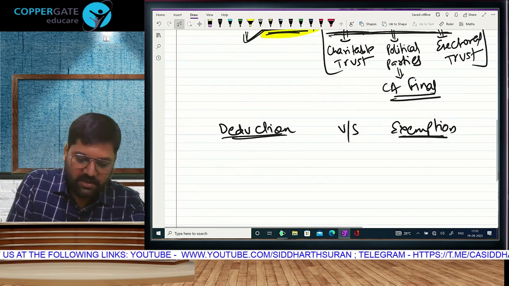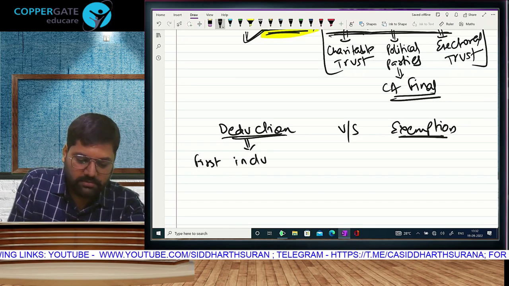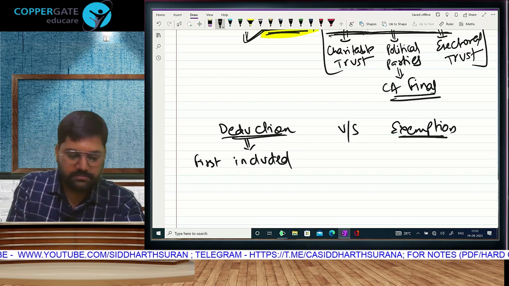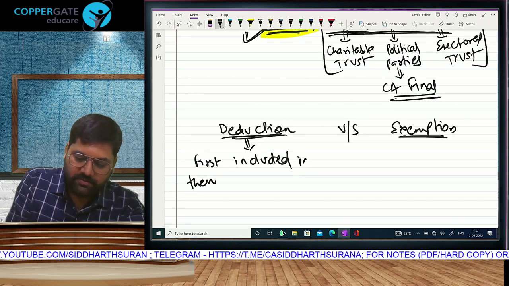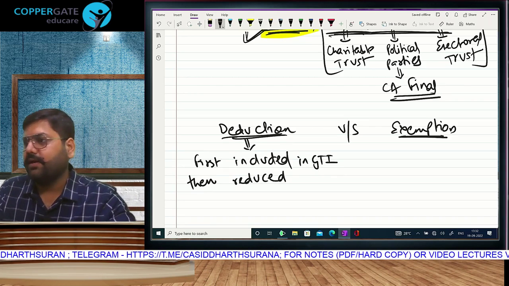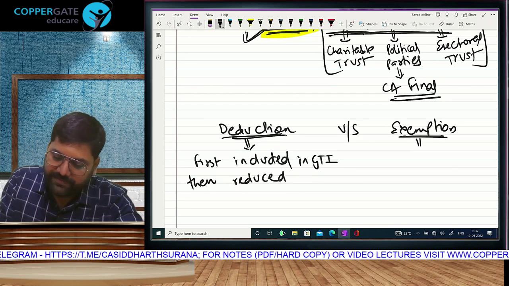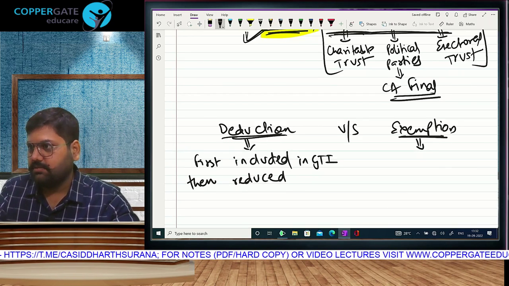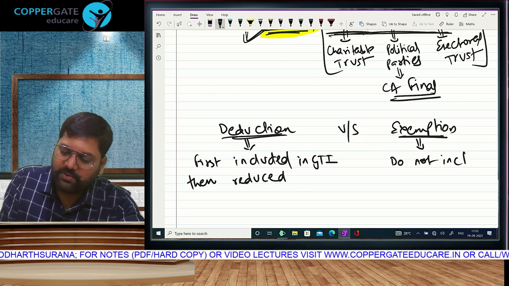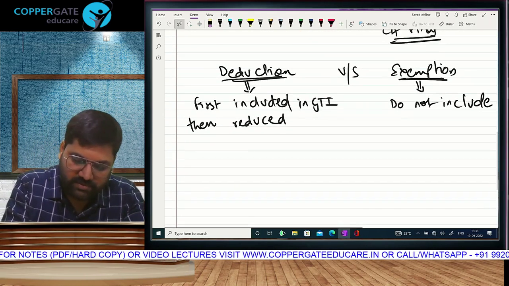And the difference is, when we take a deduction, it will be first included in my income, in my gross total income. And then from the GTI, first included in GTI, then reduced, deducted, subtracted, minus. But as far as our exemption is concerned, we don't include that in our income at all. Sir, I did not understand. Sir, don't worry.